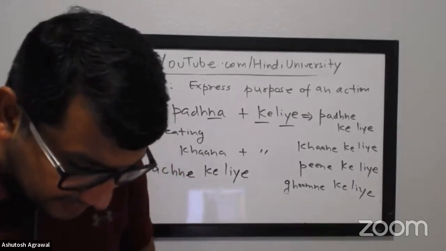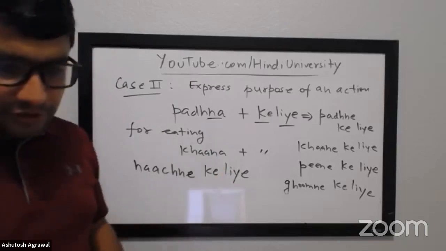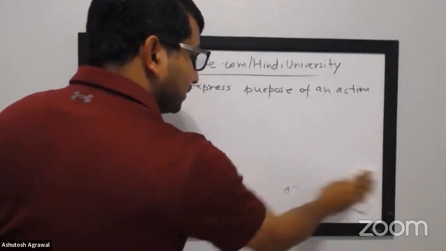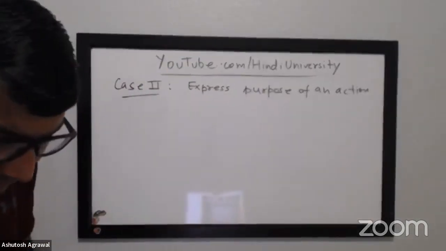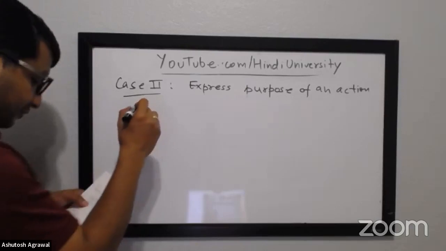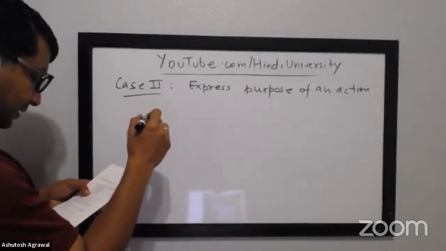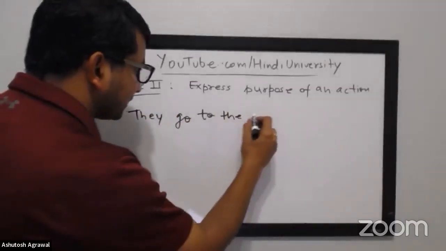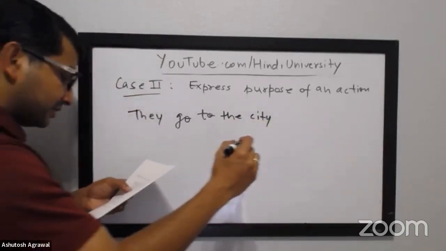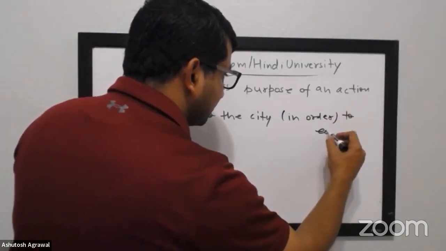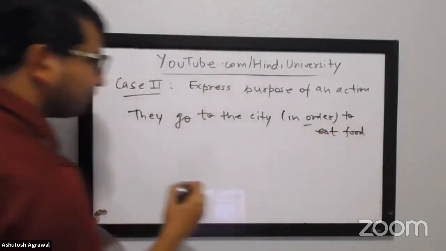Awesome, right? So I'm going to write some sentences just so that you have the full context of how to say the full sentence. I'm going to take some sentences that Delacy uses in his book. So he says, which is correct, you can say, वे खाना खाने के लिए शहर जाते हैं. Right? So they, which is basically nothing but they go to the city in order to eat food. Purpose, right? In order to. Okay, you can say for eating as well.